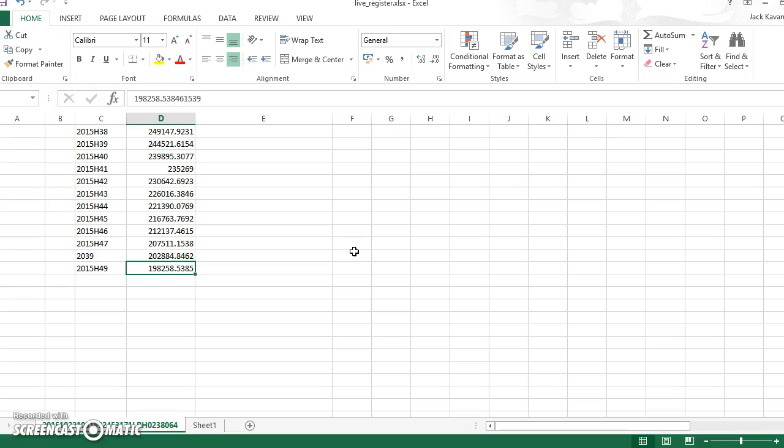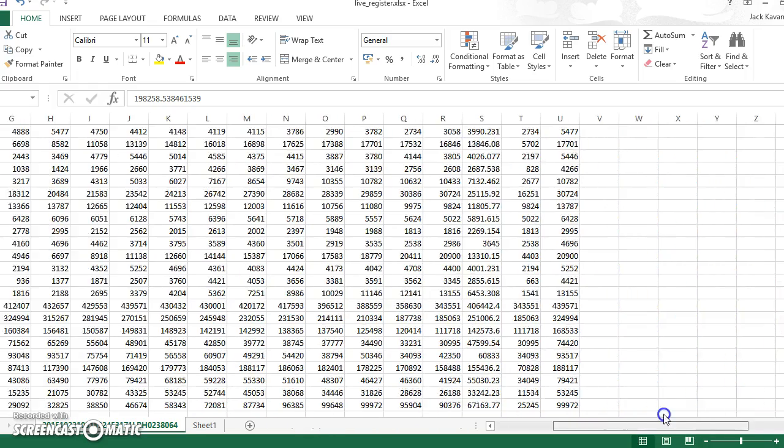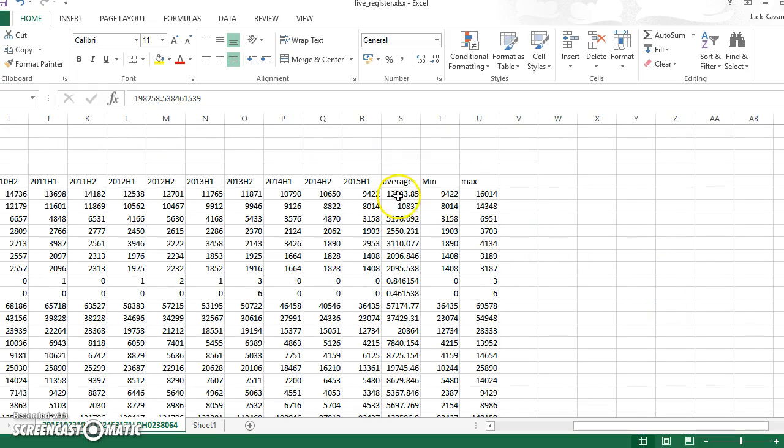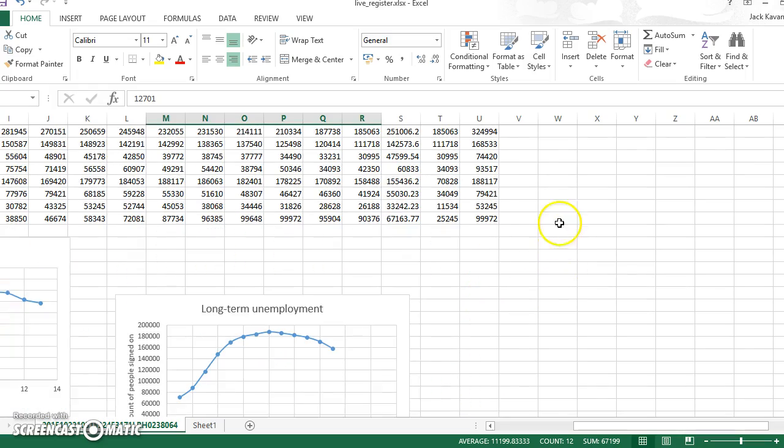To summarise the data from the live register, I did the same as I did for the population graph. I did the average for each thing for every category and subcategory, the minimum for every category and subcategory, and the maximum for every subcategory and category, by just saying max is equal to this row here and repeating that formula the entire way down to here.